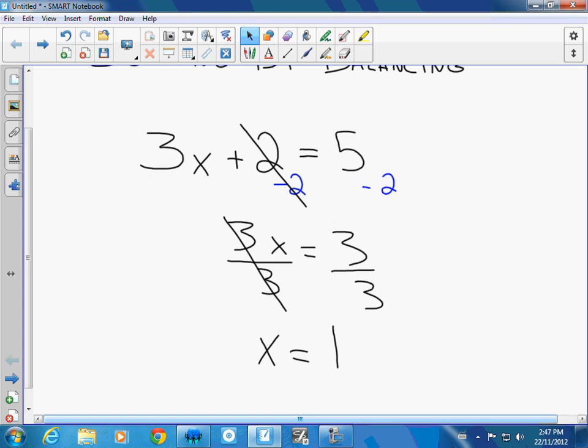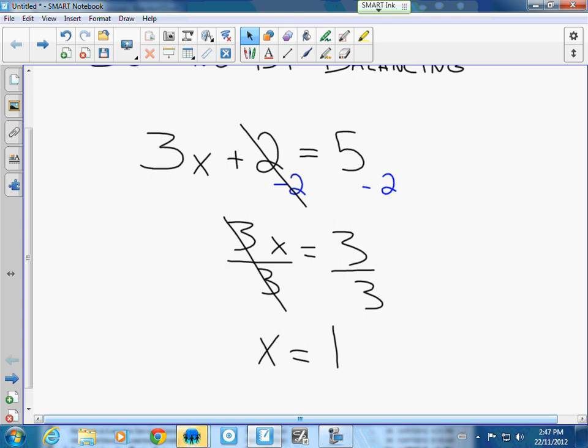Could you test to see if that's the answer? You take it and you plug it into where? Into the x in the original equation, right? So you take it in. What's 3 times 1, plus 2? Does the left side equal the right side? 5 equals 5, right? Yeah.